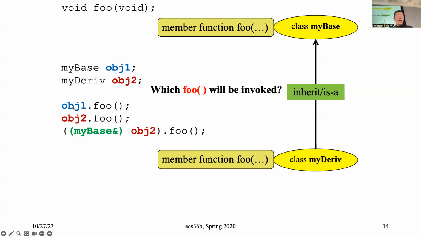Okay, then I call object one dot foo, object two dot foo, and then I call casting to my base and object two dot foo. Okay, I have these three lines. So can you tell me which of these two functions you think the code will call? How about the first line? If I call object foo, is it base or derive?